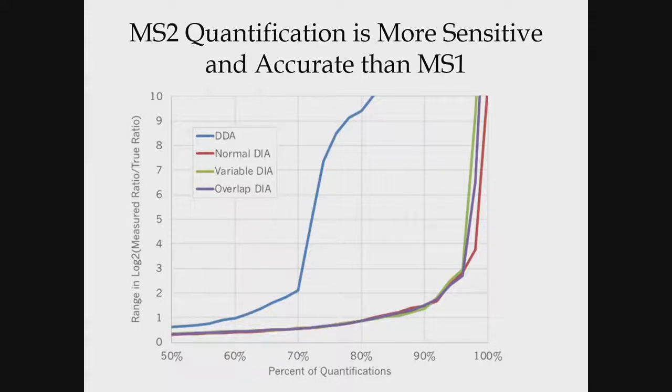So MS2 quantification is more sensitive, and it's also more accurate. At the low end, the difference from the actual measured ratio becomes smaller, more things get what people often call ratio compression, but in general it's because one of your two components is below the limit of quantitation and the other one is above.